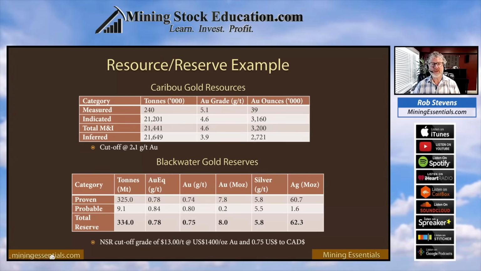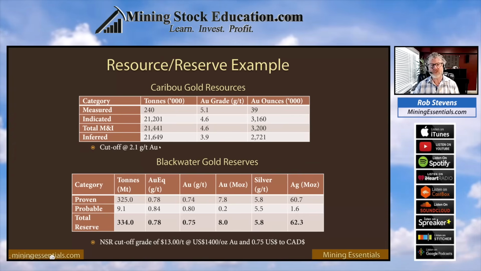Now, one thing I just want to mention here, and this is going to be my final point, so I'm going to bring it up now. You can see the cutoff is 2.1 grams. And in the measured and indicated, the average grade is 4.6. So this is over twice what the cutoff is. And I think that's an important feature.